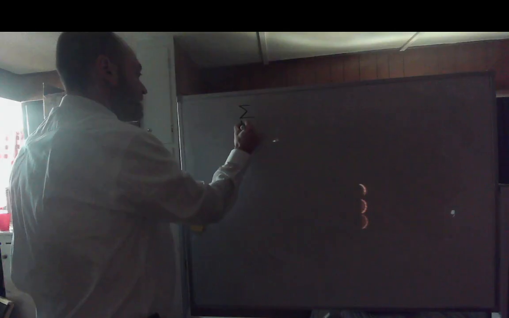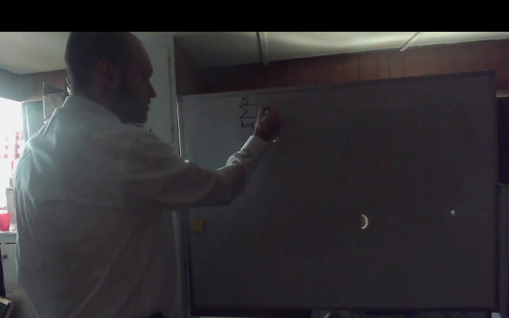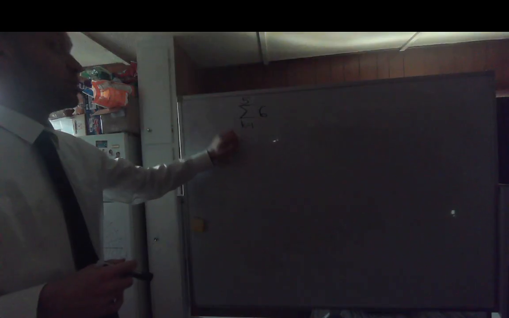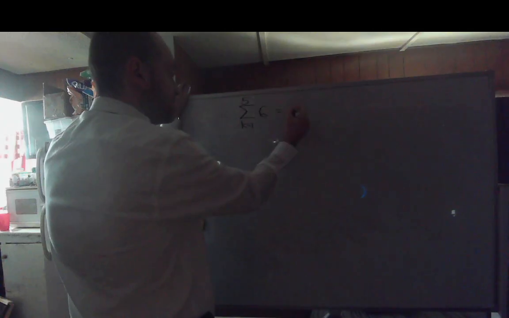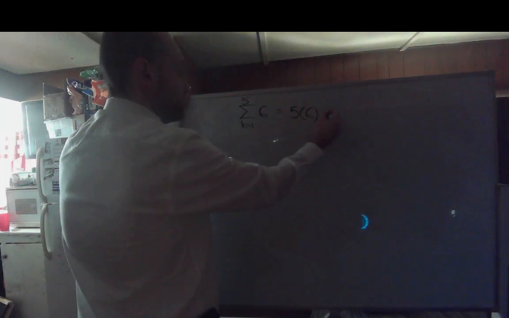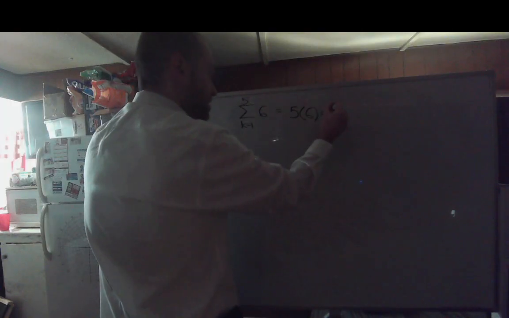Yeah, so we have the sum from k equals 1 to 5 of the constant 6. Well, we just have the sum of a constant term. K starts at 1, the upper limit is 5, so all we have to do is take that upper limit of summation times the constant, and that would give you 30. So the sum of this series is going to be 30.